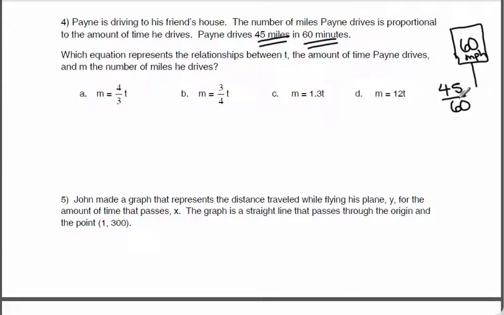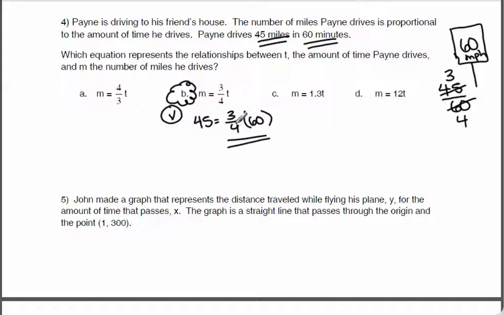That can be simplified. What number goes into both 45 and 60 evenly? 15 goes into 45 3 times, and it goes into 60 4 times. So the only one that works is B. Remember, though, in class, I told you, you can check your work. So if you wanted to plug in 45 for your miles and keep the 3/4 and plug in 60 for your time, if you multiply 3/4 times 60, you get 45. And if they are equal, that means that you did something right.